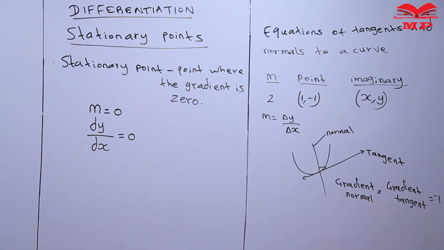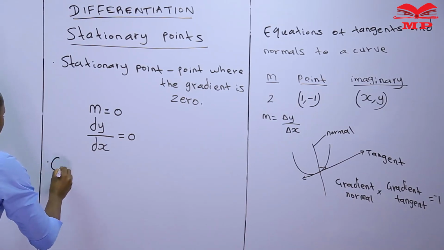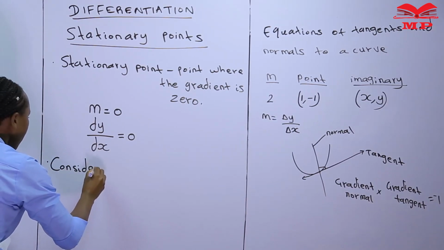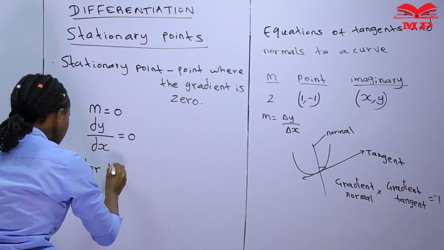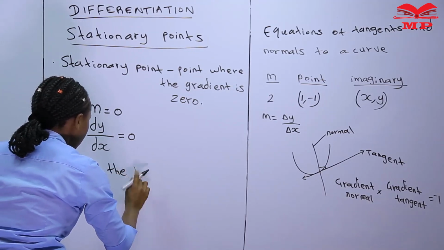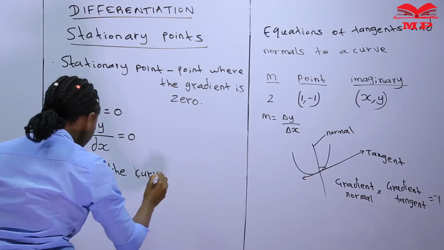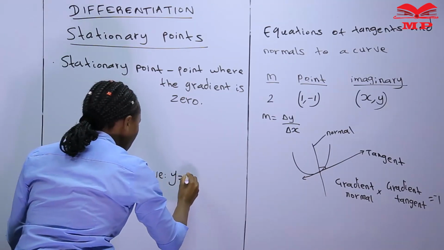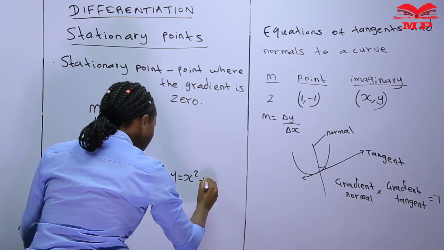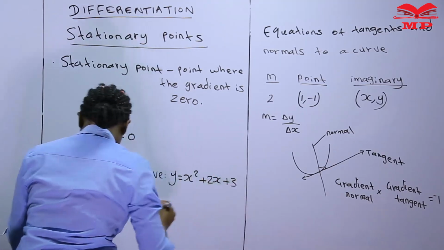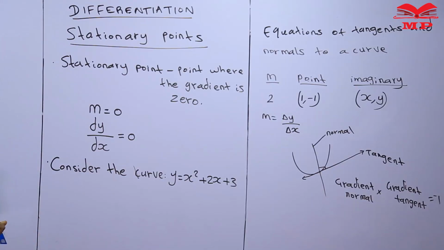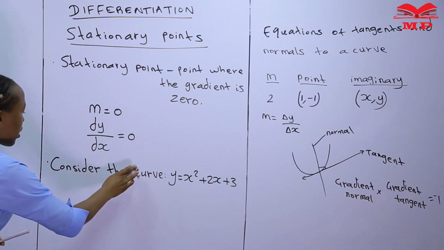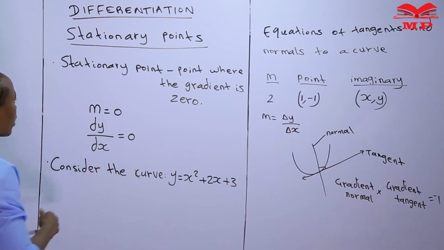And I would like us to consider an equation here. Consider this equation, consider the curve. This is the equation of the curve. y is equal to x squared plus 2x plus 3. And we want to see about the stationary point.